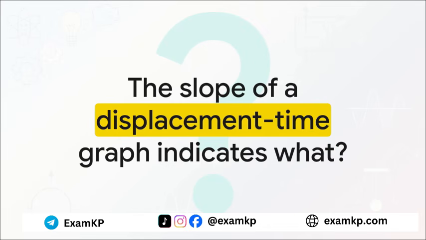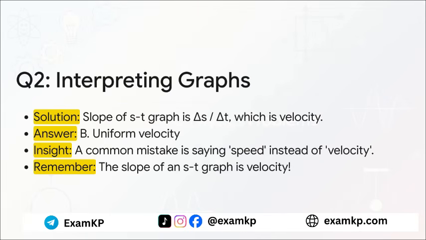This one's a classic from kinematics, graph interpretation. You're going to see this a lot. The question is simple. The slope of a straight line displacement time graph, what does it tell us? Okay, whenever you see slope in physics, your brain should immediately think rise over run, or change in the y-axis divided by a change in the x-axis. So here, that's change in displacement over change in time. And what is that? That's the definition of velocity. And since it is a straight line, the slope isn't changing, which means the velocity is constant. Boom! The answer is B.